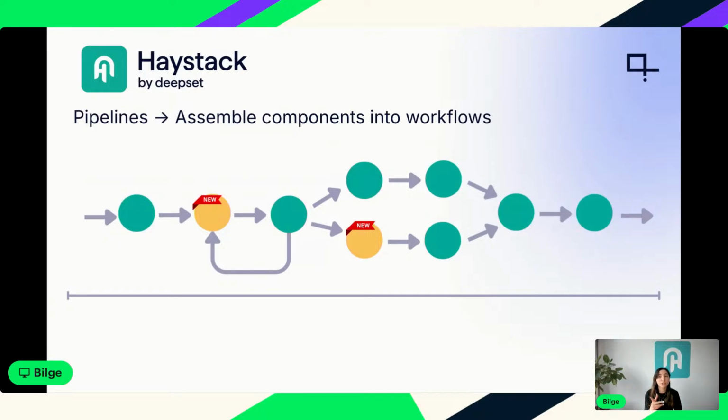And here, for example, you see some yellow nodes, and these yellow nodes are custom components. So just like any other component that comes out of the box with Haystack, you can implement your component and put it in your pipeline, in your directed graph, basically.